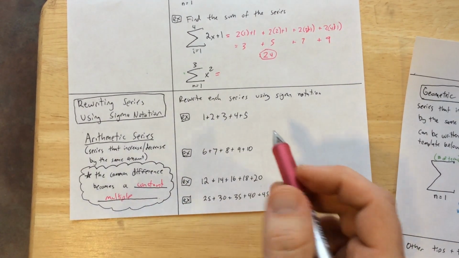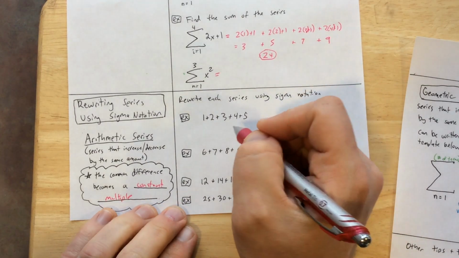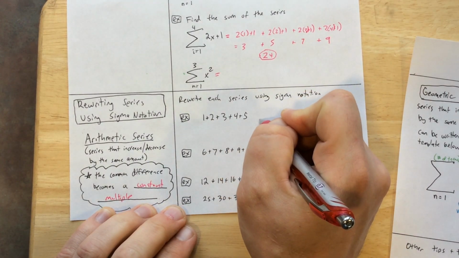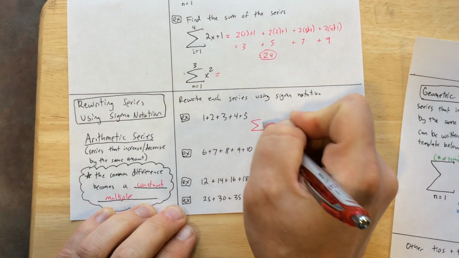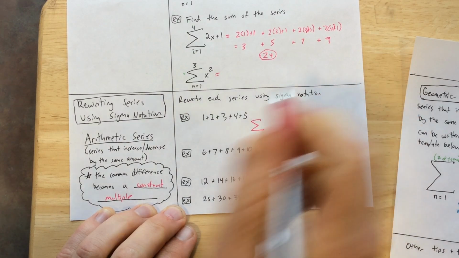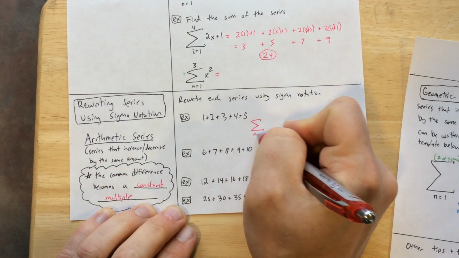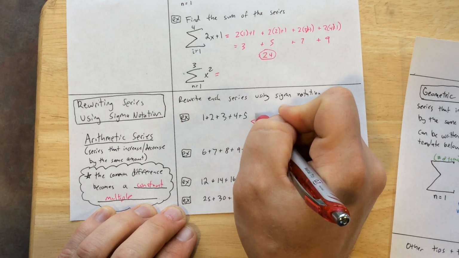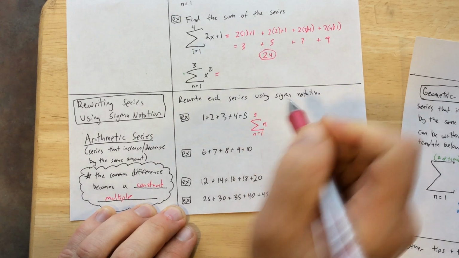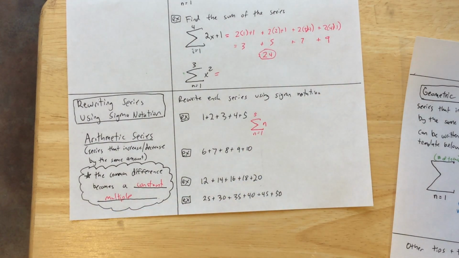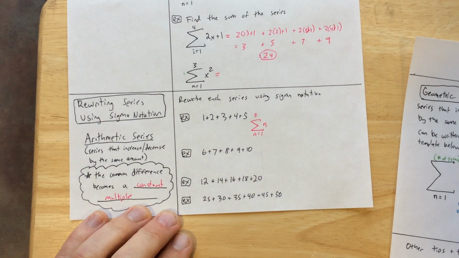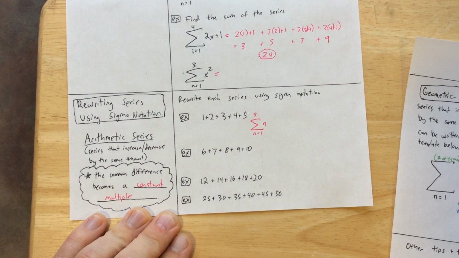On the first example, 1, 2, 3, 4, 5, that's almost insultingly easy. That's like the definition of a sigma notation problem. We're trying to write it in sigma notation. It starts at 1 and goes to 5, and we're just adding up whatever the number is: 1 plus 2 plus 3 plus 4 plus 5. I didn't even really need to think about whether that was an arithmetic series or not. It was so easy, and you'll see some of those on your homework that are hopefully just as easy.